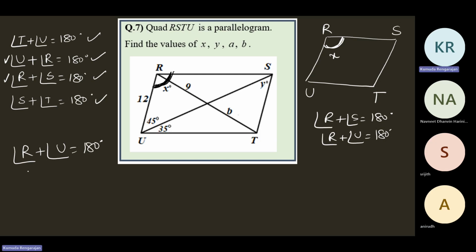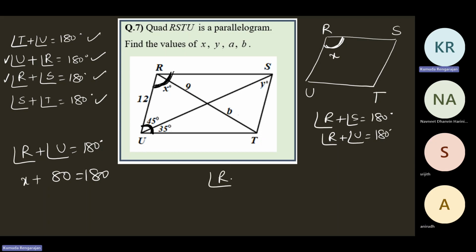Because angle R is X, plus what is U? What is angle U? 45 plus 35. This is 80. Angle U is 80.